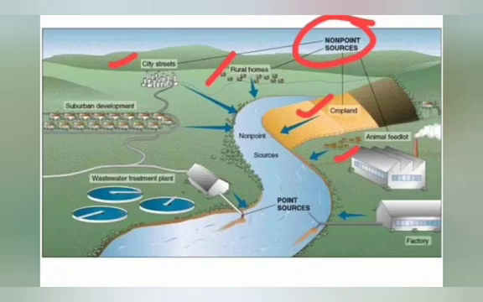So it means the sources whose location cannot be identified are called non-point sources. So this is the main difference between point source and non-point sources.